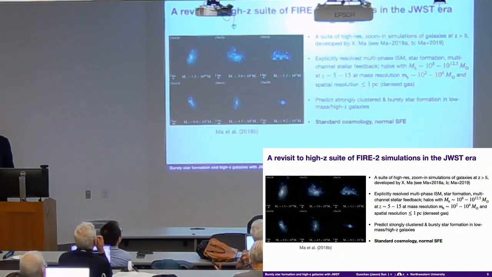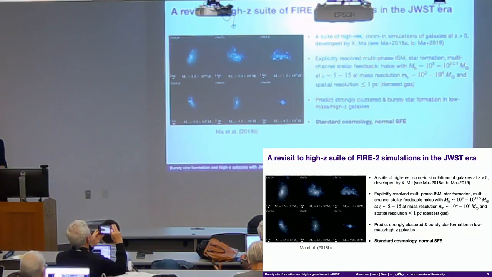In order to understand the exact implications of bursty star formation for the abundance of UV bright galaxies at cosmic dawn, we turned to a suite of high-redshift FIRE-2 simulations, which were developed and introduced by Xiangcheng Ma back in 2018, well before the launch of JWST. These high-resolution simulations are able to explicitly resolve the star formation and also multi-channel stellar feedback in the multi-phase interstellar medium. As a natural prediction of these simulations, the high-redshift star formation turned out to be highly clustered and highly time variable. Another thing I want to stress about this suite of simulations is that these predictions about the clustering and burstiness of star formation are based on simulations with standard cosmology and normal star formation efficiency.